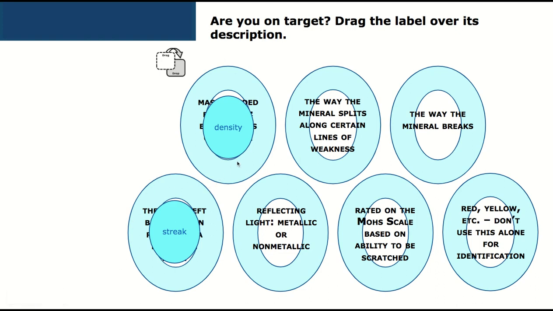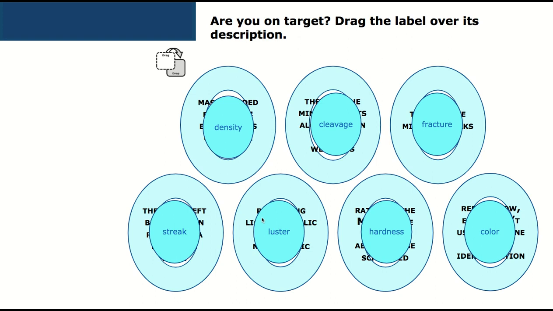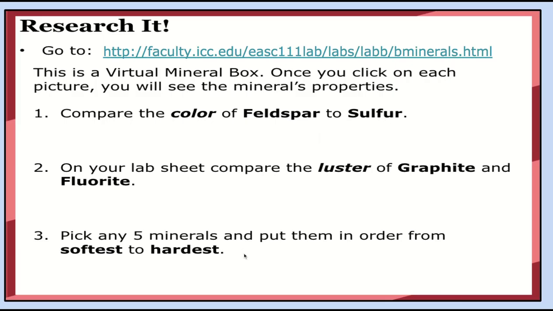The way a mineral splits along certain lines of weakness is cleavage. So when you see that it says breaks along certain lines of weakness, that's cleavage. Reflecting light, metallic or non-metallic, that's luster. The way a mineral breaks, just like if you break your arm, a fracture. Rated on the Mohs scale, the hardness of a mineral. And then lastly, red, yellow, any color, that is obviously color. So here are your answers for slide number 1, these new words we've been talking about with minerals.